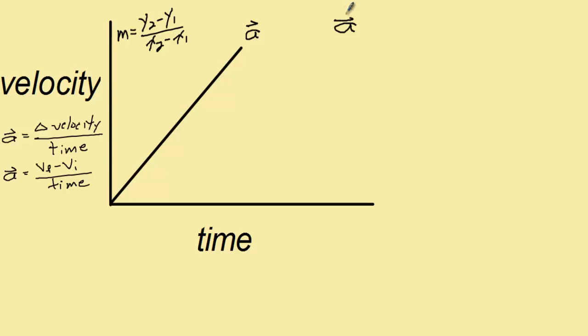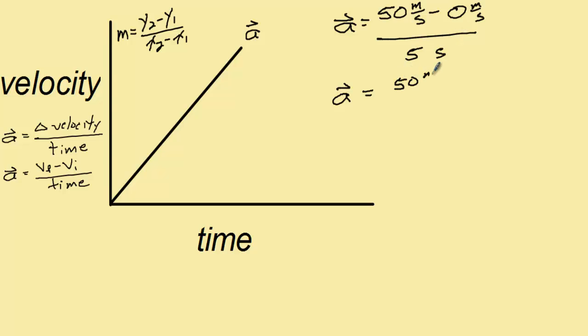All right, so let's say that we want to find the acceleration of some object that was traveling 50 meters per second final, and when we started it was traveling 0 meters per second, and this was all over a 5-second interval. So what's our acceleration? So our acceleration is 50 minus 0, which is 50 meters per second, divided by 5 seconds. So the acceleration of our object then is 10.